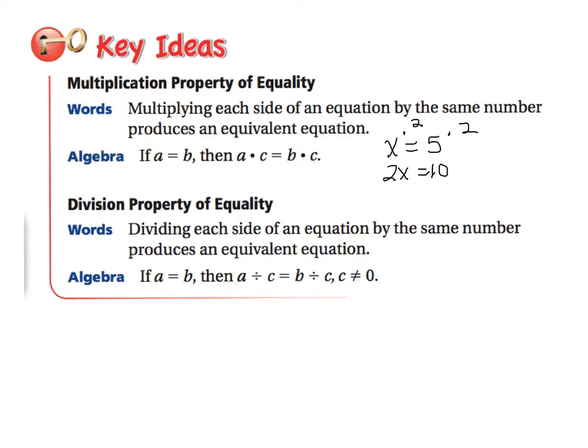Now I will tell you that when we use multiplication, you will very rarely ever see me use a dot or a multiplication symbol. I almost always use parentheses. Now division says the same thing, that you can divide something the same on both sides. So if A equals B, you can divide A by C and divide B by C, and it's going to be equivalent. But notice that you cannot divide by 0 because that's undefined. So C cannot be 0.